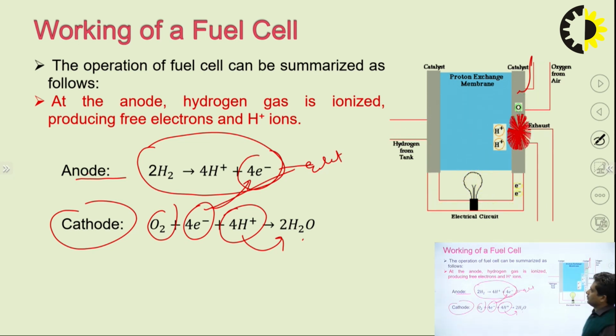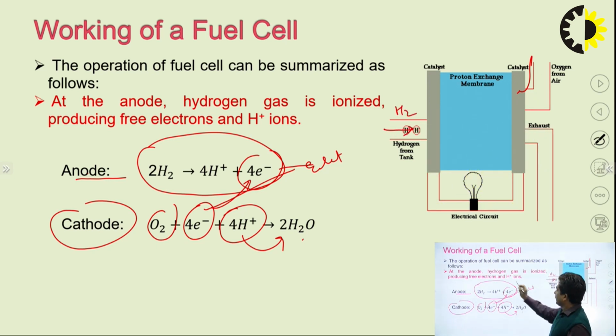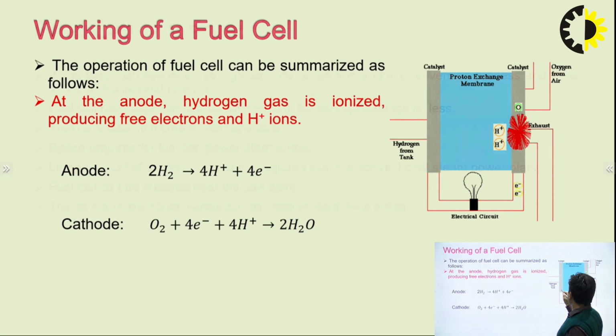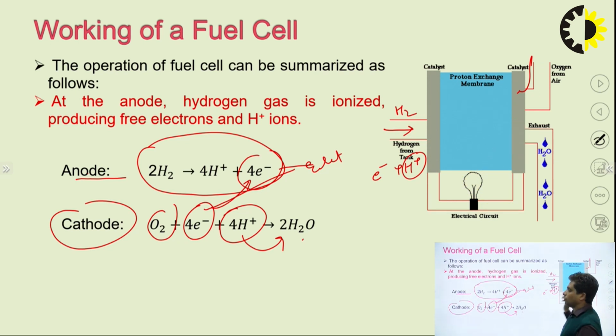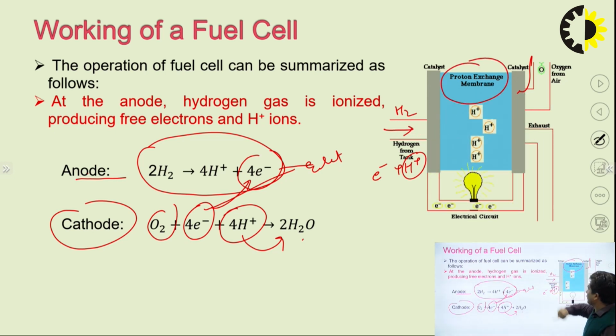We can summarize here. At the anode, hydrogen gas is ionized, producing free electrons and hydrogen ions, and these hydrogen ions combine with the oxygen and generate the water molecule as well as the electrons for electricity production. So that is the major working of any fuel cell. Different types of fuel cell we can select on the basis of the anode, cathode, as well as the exchange membrane being used.